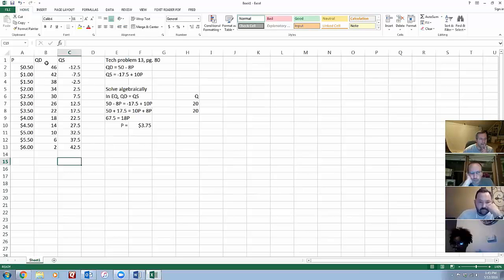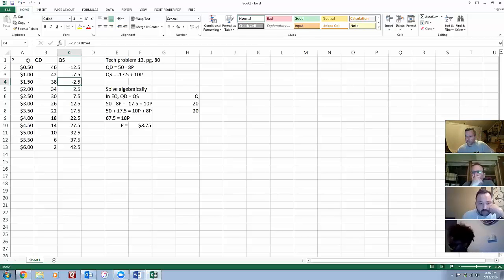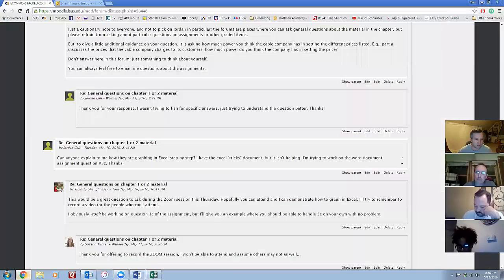So some things you notice: when the price goes up, the law of demand seems to be true, because as the price is rising, the quantity demanded is falling. And the law of supply seems to be true. As the price rises, the quantity supplied rises also. I've got some negative quantities here, which aren't going to make any sense, but we'll just leave them in there for now. So that's only taking me about 20 minutes to get to what Jordan was asking.